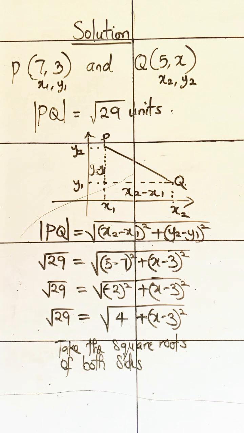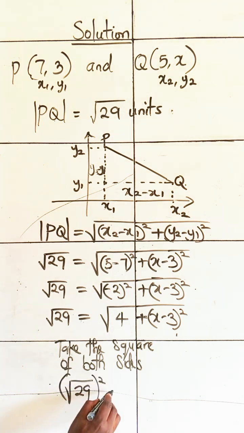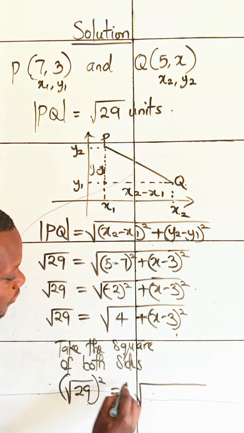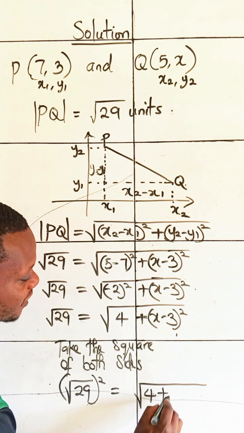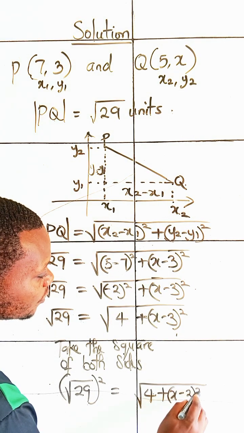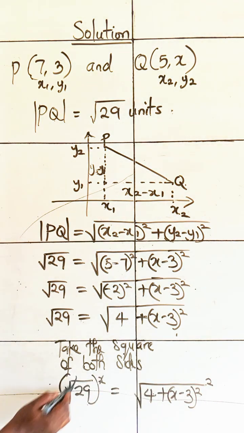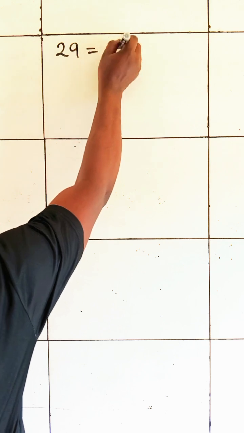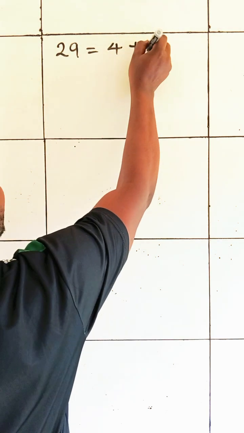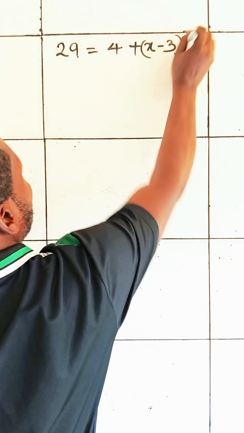So if you take the square of both sides, not square root, square, because we are trying to remove the square root here, we have 29 equals 4 plus x minus 3 all squared. Remember, I'm taking the square of both sides, so the square cancels the square root. Then we are left with 29 equals 4 plus x minus 3 all squared.